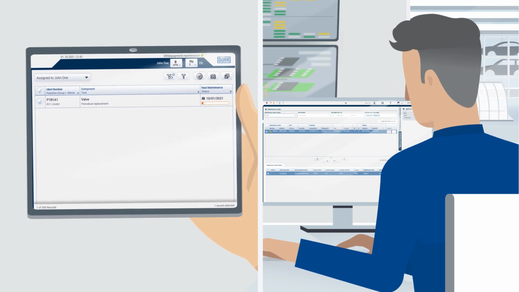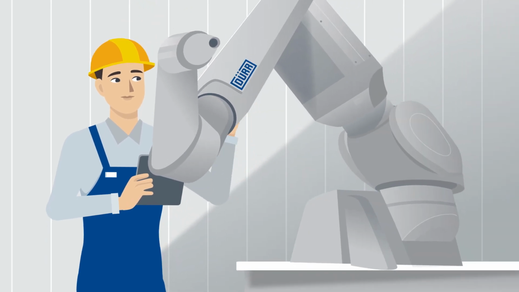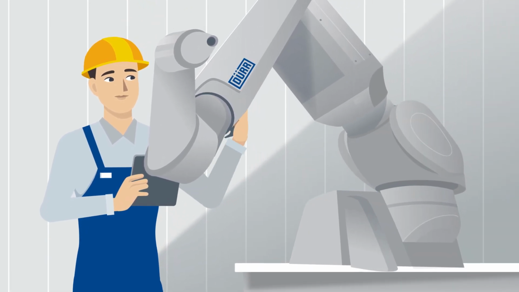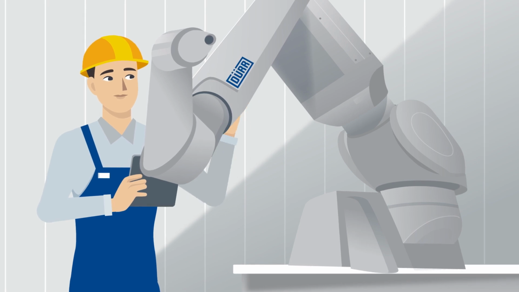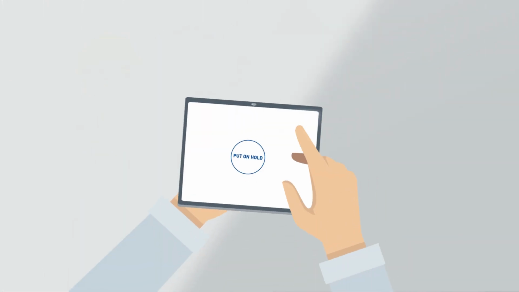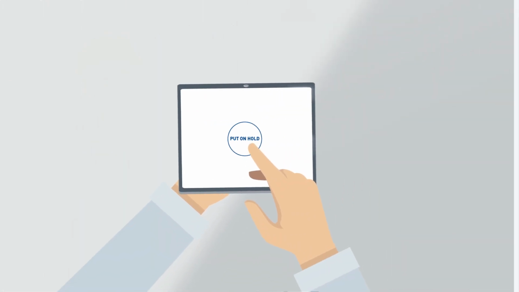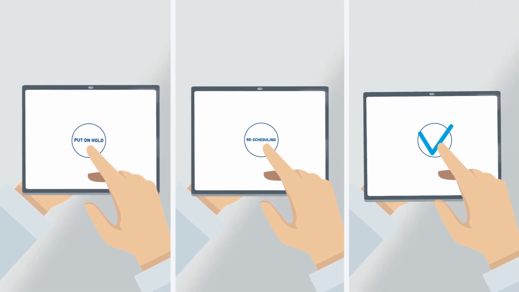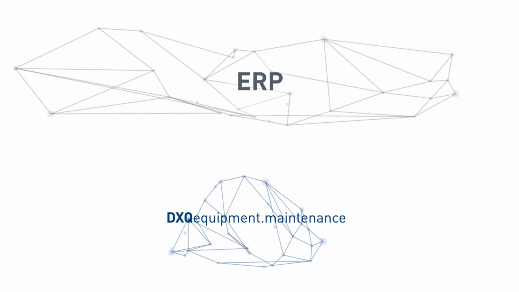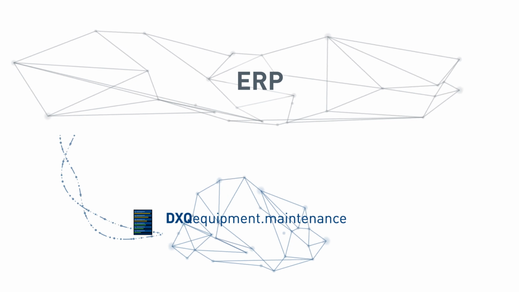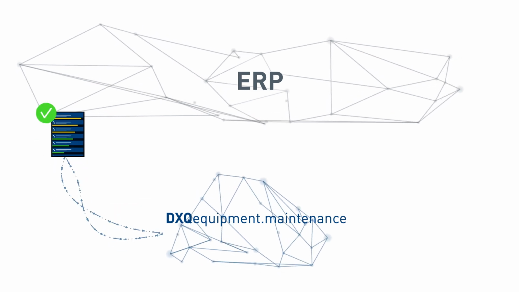optimized for mobile devices. In addition, documentation and other information for each maintenance operation can be accessed via the unified front end. After maintenance, the task can be put on hold, rescheduled, or marked complete. The status of a maintenance job is seamlessly fed back into the core ERP system and updated there.